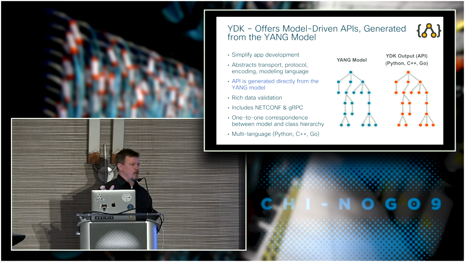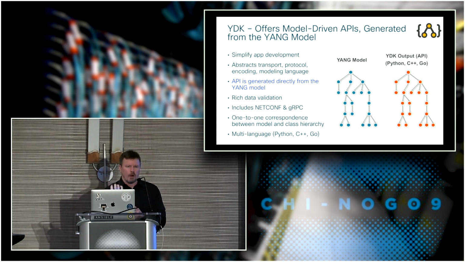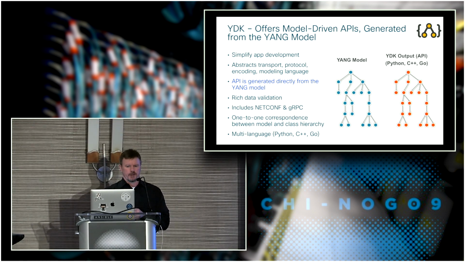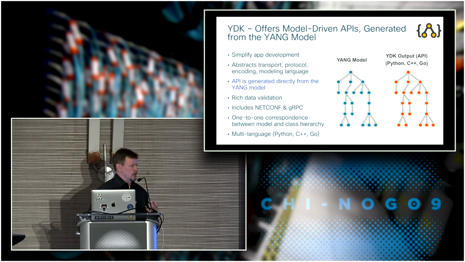The other cool thing that YDK does is it adds a transport element to it. We call it the provider piece. As I'm showing you, we started off leveraging NETCONF, so it has that bundled into YDK. And we just started moving towards supporting gRPC as a transport as well. So this gives you this whole idea of rich validation, with one-to-one correspondence with the model.